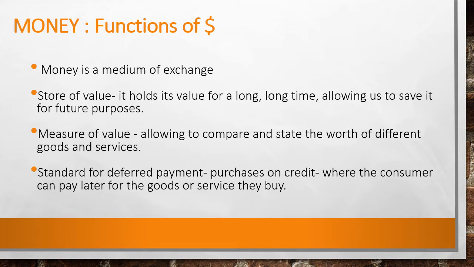There are four functions, which are medium of exchange, store of value, measure of value, and standard for deferred payment. As you can see on the screen, I have briefly explained each. For example, medium of exchange is defined as money allowing goods and services to be traded without the need for a barter system. And the barter system relies on a double coincidence of wants between the two people involved in an exchange.